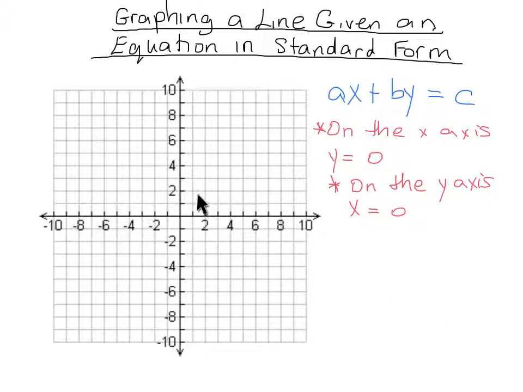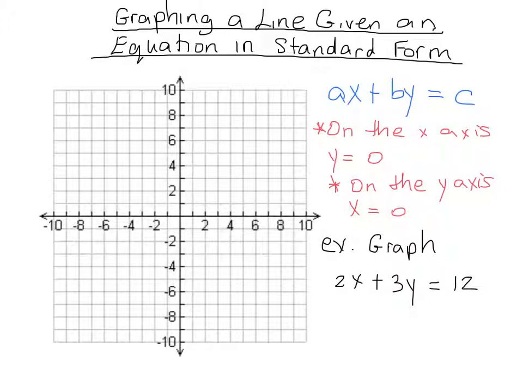And if you think about it, right here, it's 0, 2, 0, 3, 0, 4, 0, 5. So everywhere on the y-axis, x is 0. But what do we do with this information? All right, let's look at an example and we'll see. So I want us to graph the line 2x plus 3y is equal to 12.